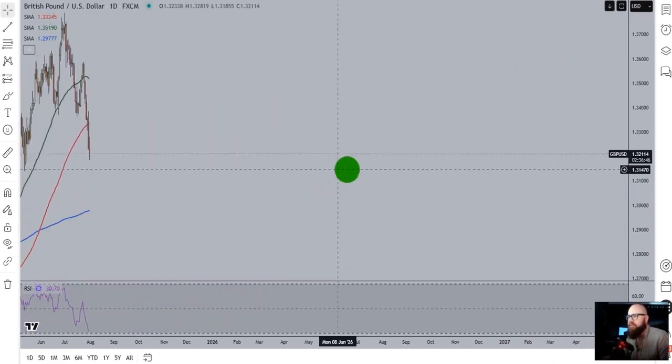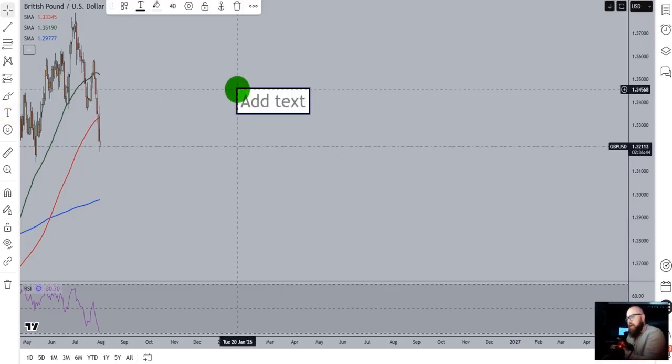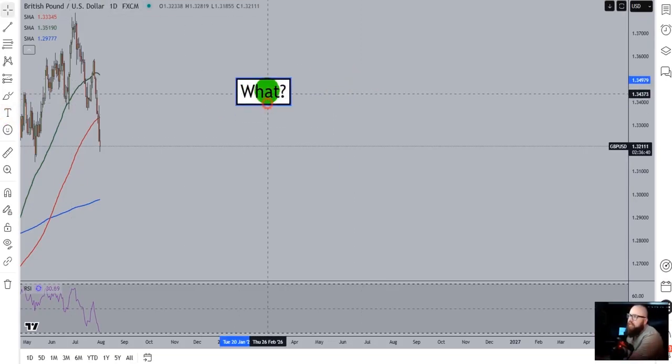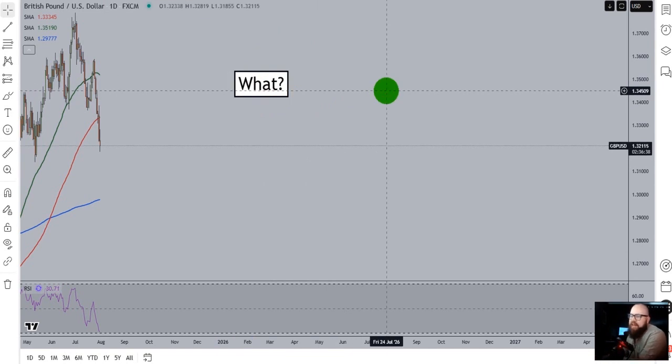Okay, let's start off with the real basics. Let's make some space. And let's start with the question, what is fundamental analysis?